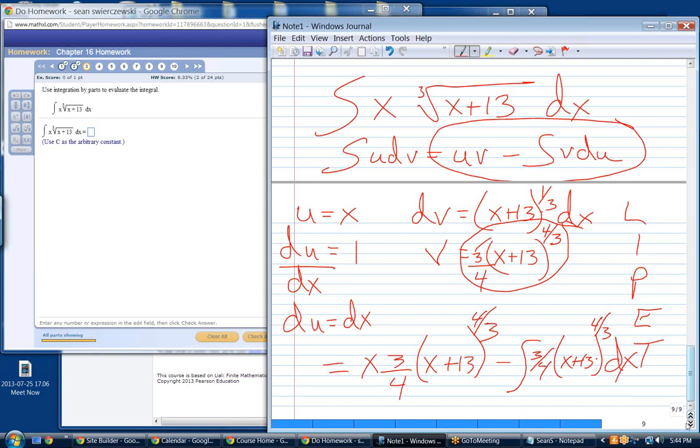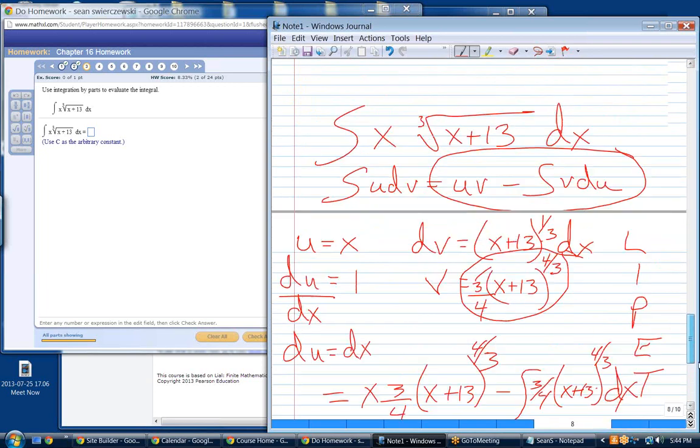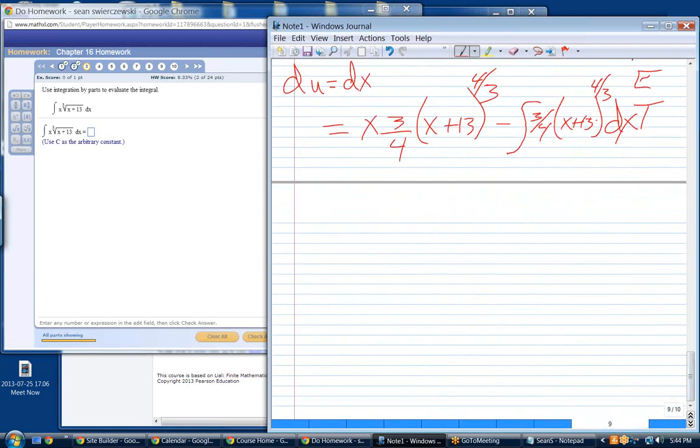Now, notice that we've made a lot of progress. We started with an integral that we didn't know how to integrate, and we now have it down to an integral that we do know how to integrate. So, this is an indefinite integral, so we're going to be adding a c. So I'm going to go ahead and start writing it. 3/4 x times x plus 13 to the 4/3. And now what is the next thing I want to do?